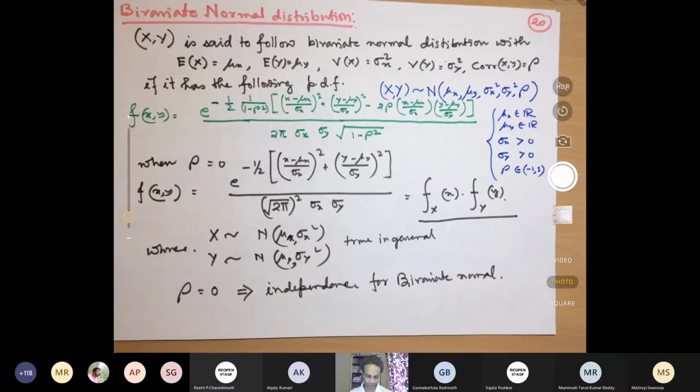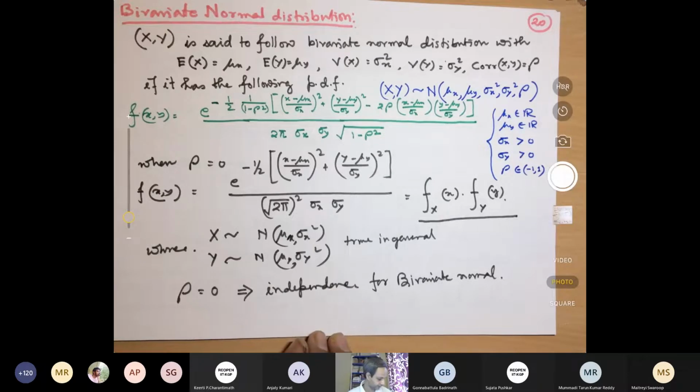It is not always true for other distributions. Already we have said that we will see this example, and today we can observe it, that when rho equals 0, bivariate normal splits into the product of the marginal densities, and as a consequence you have the independence.